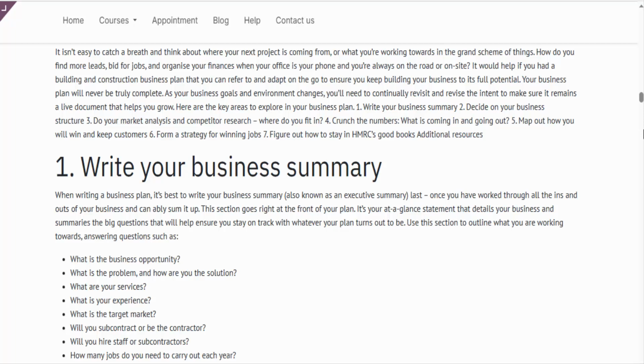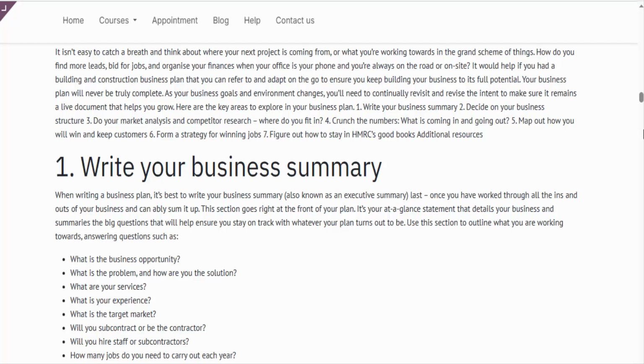It would help if you had a building and construction business plan that you can refer to and adapt on the go to ensure you keep building your business to its full potential. Your business plan will never be truly complete. As your business goals and environment change, you'll need to continually revisit and revise it to make sure it remains a live document that helps you grow.